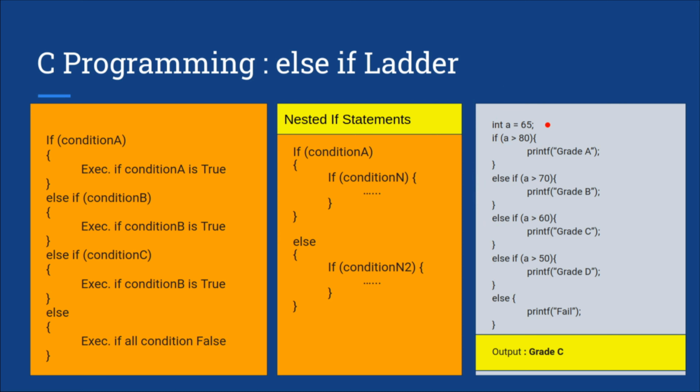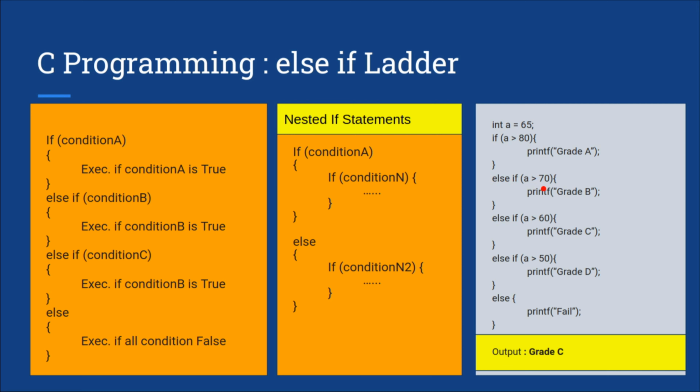Int a is 65. For example, 65 is a number. So the compiler will check: a is greater than 80, printf a. Is 65 greater than 80? No, its condition is false. It will move to this condition.